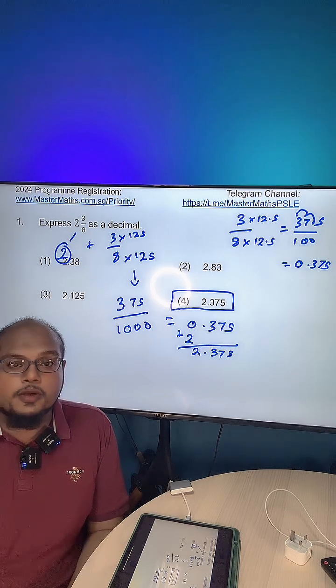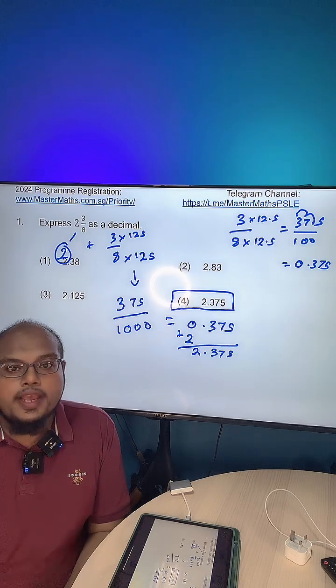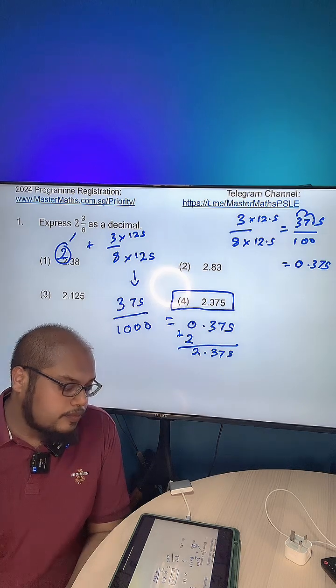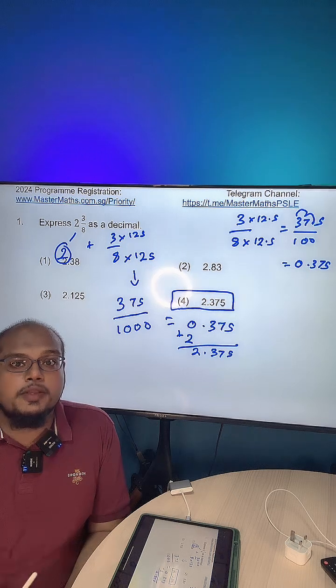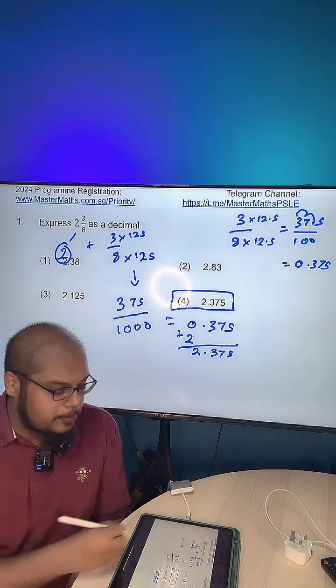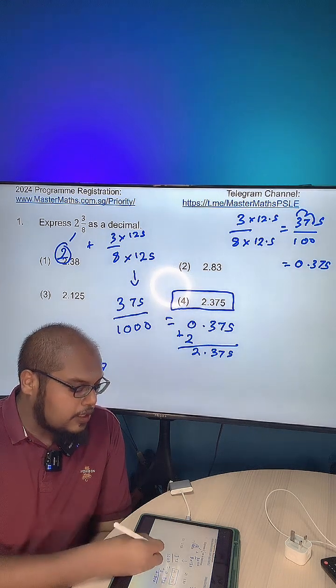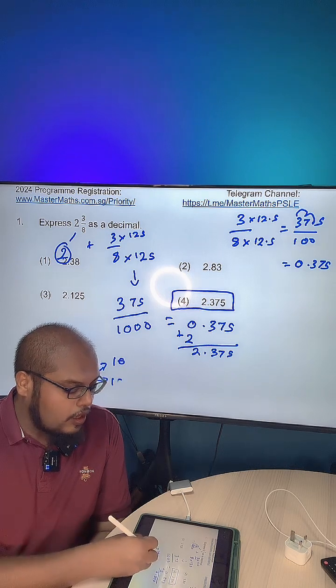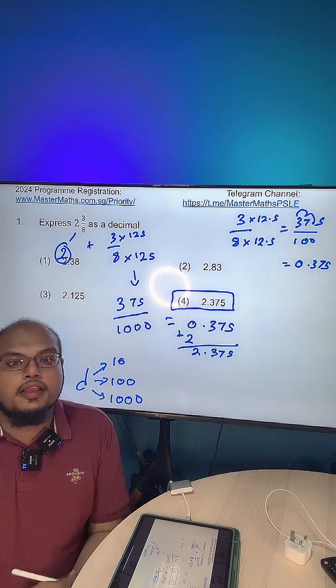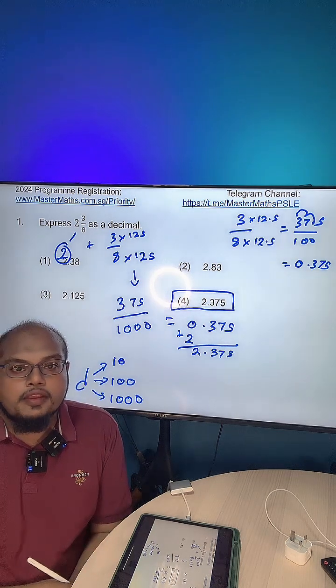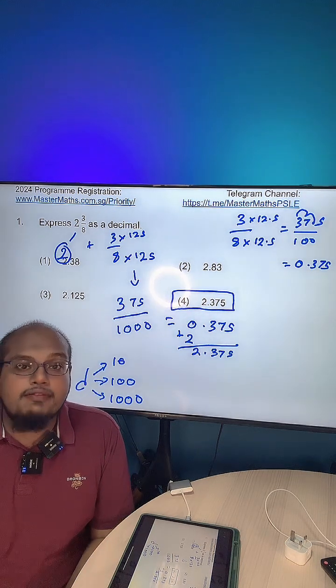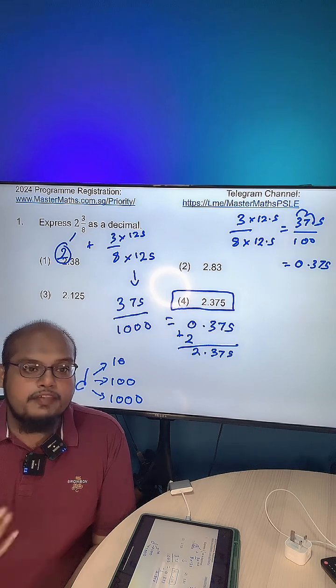Okay, so I hope question 1 was quite straightforward. Y times 125, because 8 times 125 will give me 1000. When you want to convert to decimal, the denominator must be 10, 100 or 1000.